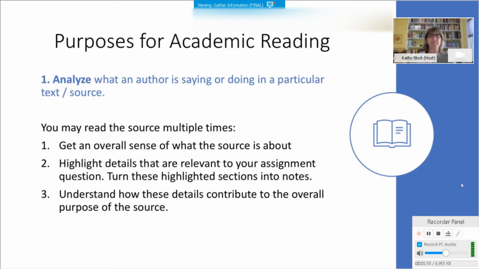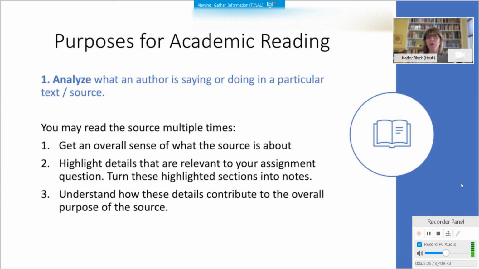If your assignment asks you to write about what an author is saying in one particular text, if at all possible, try to read that text at least a couple of times, approaching it in different ways. This will give you the depth of understanding you need to address your assignment question. When you read the text for the first time, you can get an overall sense of what it's about. The second reading can go much faster. Here you can look for the details or the examples that are relevant to your assignment question.